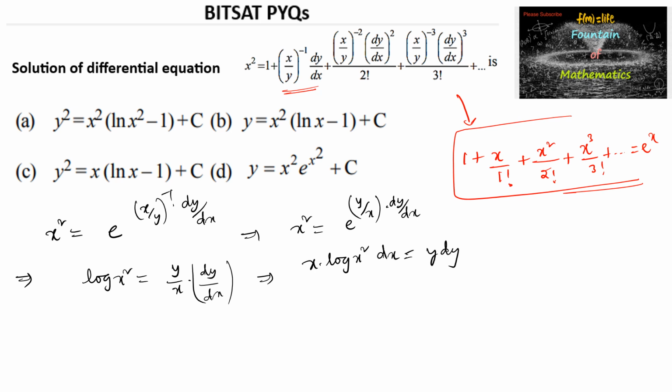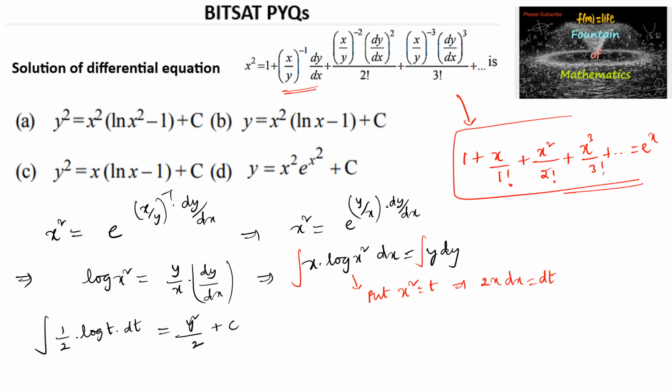It's a variable separable form. Integrating on both the sides, and here put x square is equal to t, so that we'll get 2x dx is equal to dt. So we can write integral x dx is nothing but 1 upon 2 log t dt, which is equal to integration of y, which is nothing but y square upon 2 plus some constant c. So we can write here 1 upon 2 integration of log t.